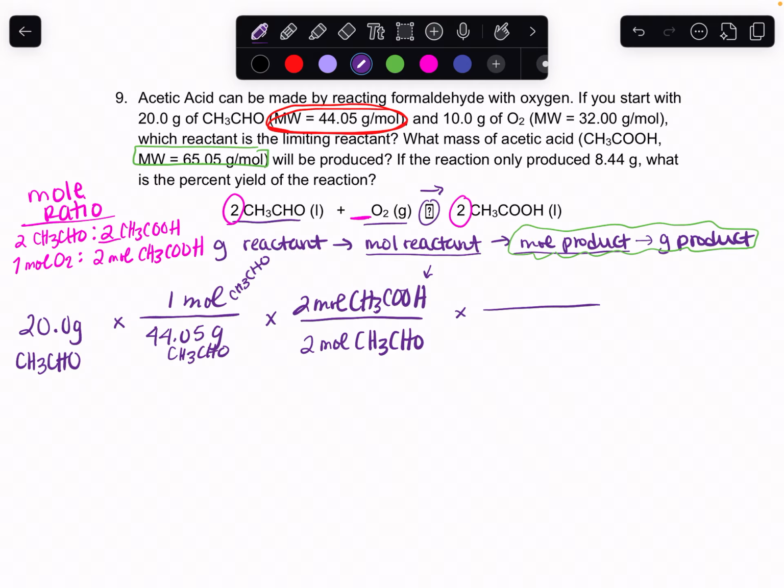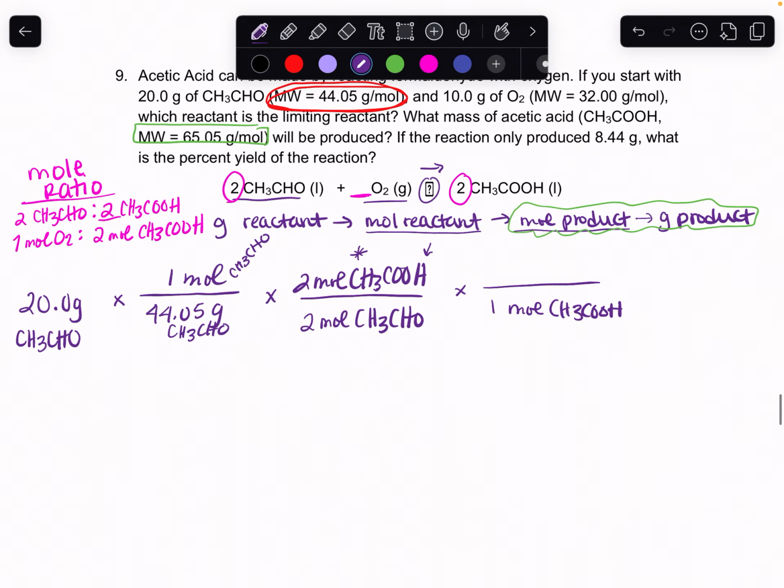And if I have moles up here in the numerator, I must have moles in the denominator. So I'm going to put 1 mole CH3COOH, and then on top will go that 65.05 grams CH3COOH. So this is the full formula. This is exactly how it should look, and it's going to tell us our theoretical yield if I go based off the 20 grams of formaldehyde that I have.